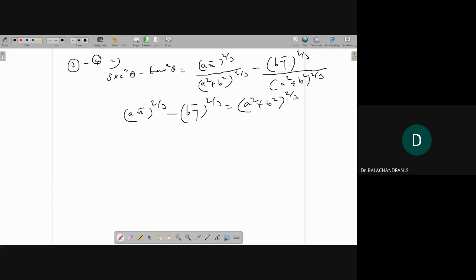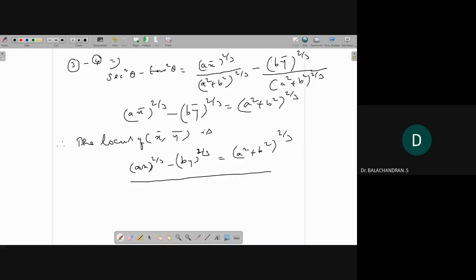And hence the locus of x bar, y bar is (ax) whole power 2 by 3 minus (by) whole power 2 by 3 equal to (a square plus b square) whole power 2 by 3, which is the evolute of the hyperbola.